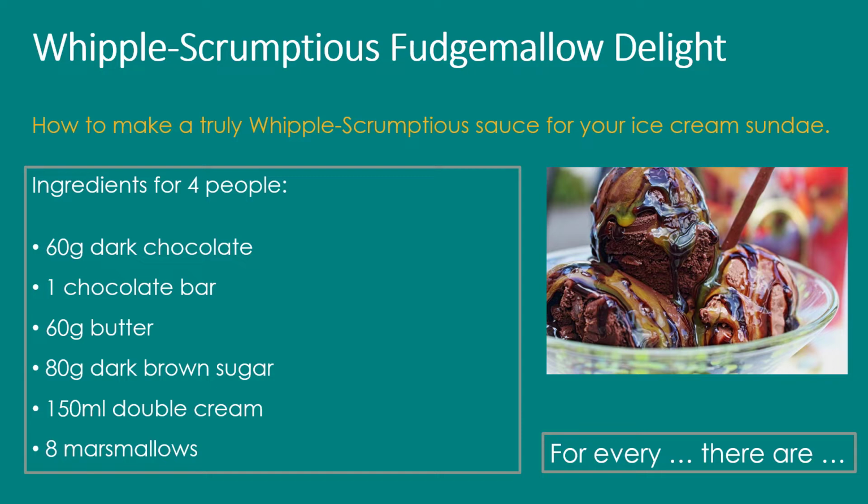Now, I did talk in a previous lesson about how recipes are all about ratios. They're full of ratios. But can you see for yourself how this recipe or any recipe is full of ratios? What ratios can you spot? I've got a few examples. You could say for every 4 people, you need 1 chocolate bar. Or for every 60 grams of butter, there are 150 milliliters of double cream, and so on. Can you see that? So recipes are all about ratios.